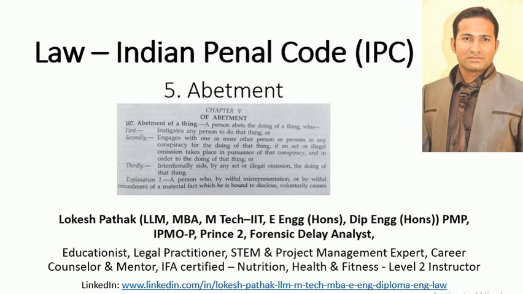So criminal conspiracy has two elements. One is the illegal act, and one is the act which is not illegal, but if you do it by illegal means, then it also falls under criminal conspiracy, which is mentioned in section 120A of IPC. Now for abatement by conspiracy, there are three things.